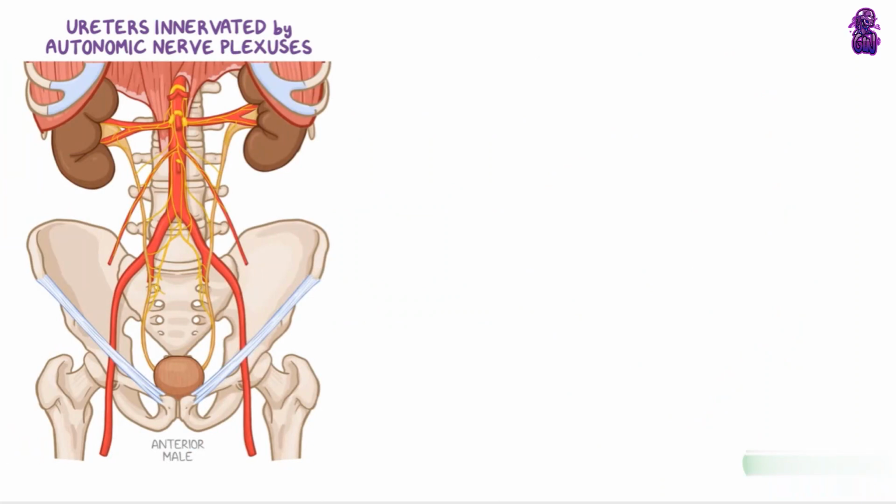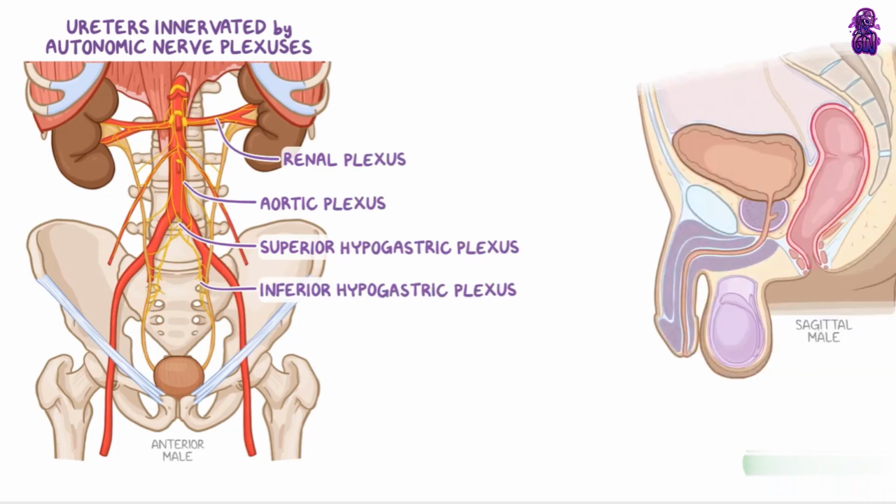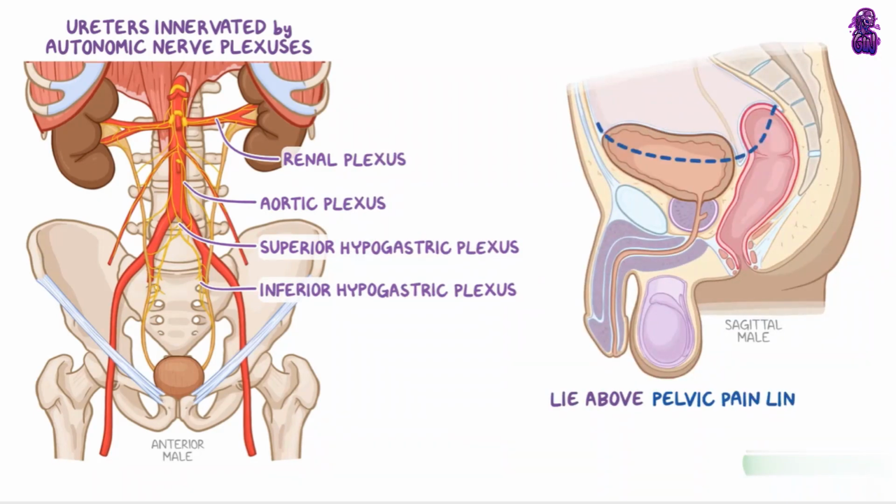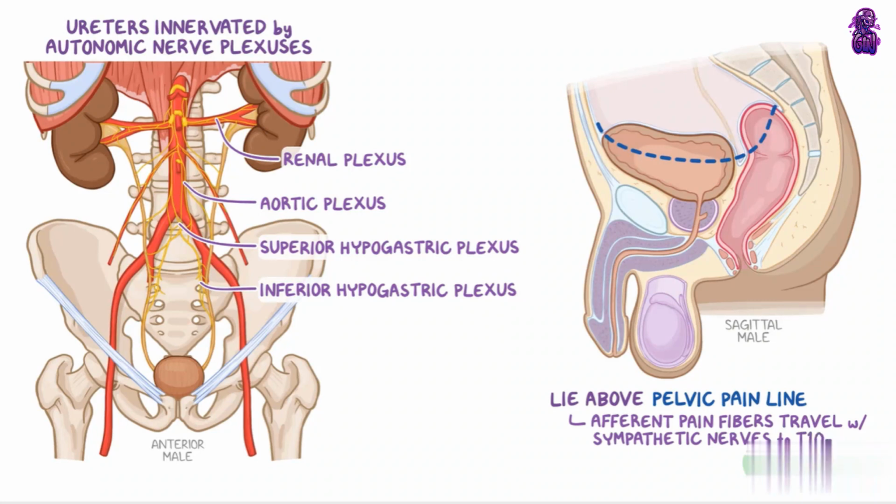Finally, the ureters are innervated by nearby autonomic nerve plexuses, including the renal, aortic, and the superior and inferior hypogastric plexuses. The ureters lie above the pelvic pain line, meaning that afferent pain fibers travel with sympathetic nerves to the T10 to L2 spinal segments.